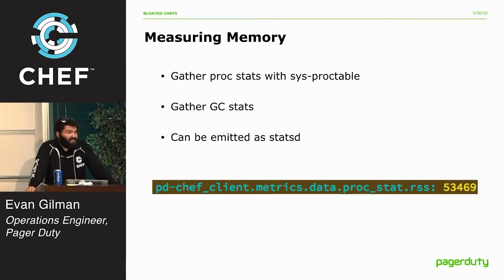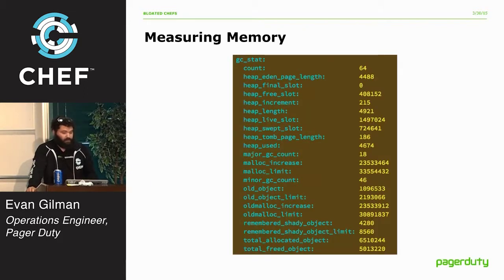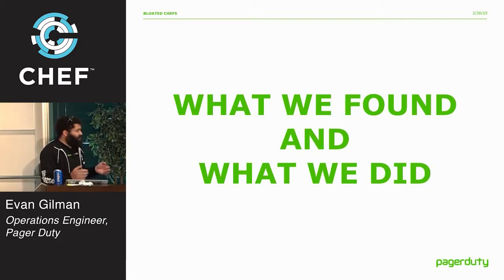We also gather GC stats, to understand how GC is occurring over the course of the run. And as I mentioned before, all of this can be emitted with StatsD, so you can track it over time, which is super convenient. This is just a quick screenshot of some of the node attributes that we set with the GC statistics. So we got all these measurements, we got some data now. What did we find about that, and how did we fix it?